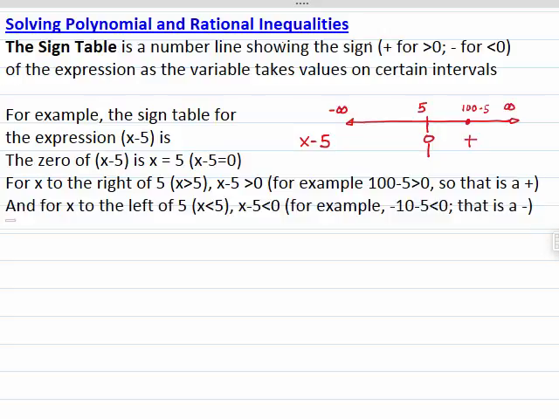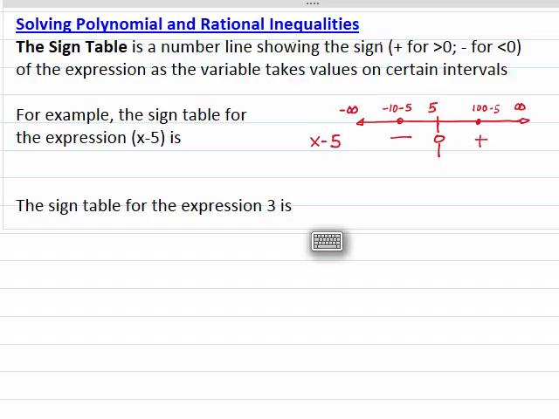And for x to the left of 5, x less than 5, then x minus 5 will be negative, and that will be a minus. For example, if we had here negative 10, minus 5 will be negative 15, which is a negative quantity.